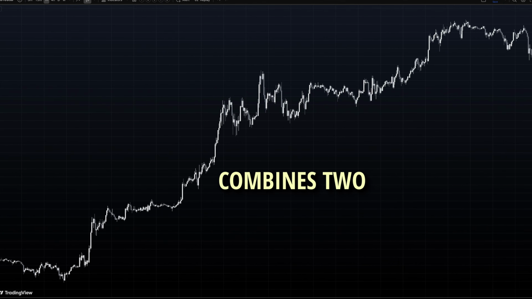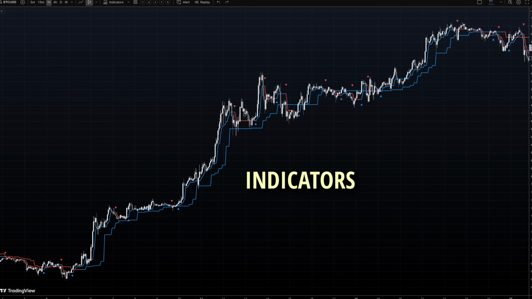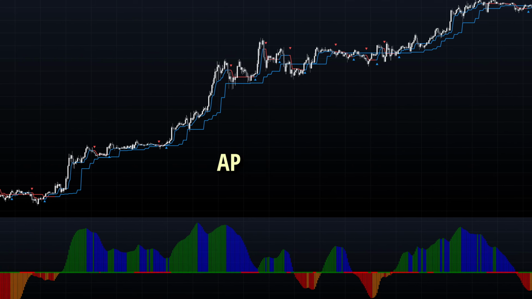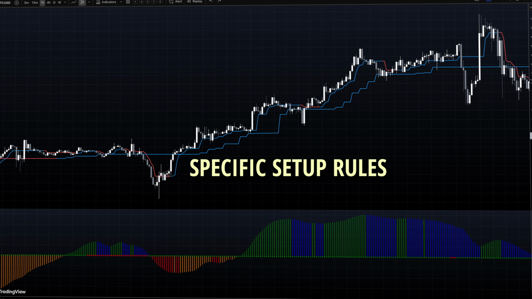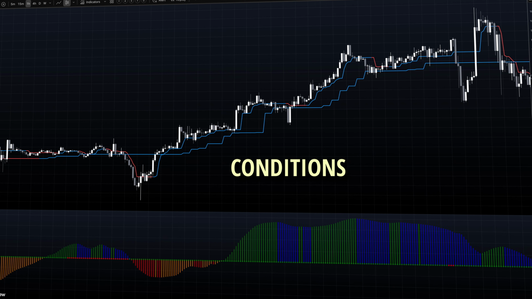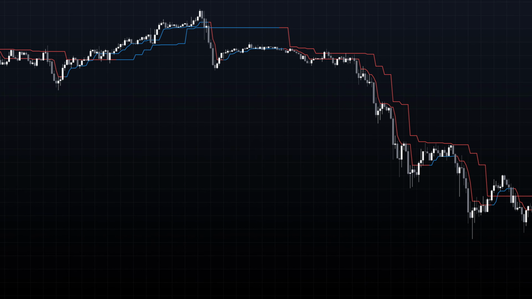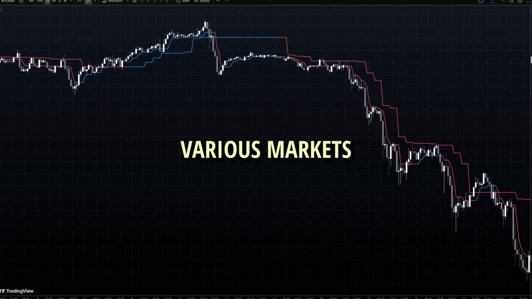This strategy combines two powerful free TradingView indicators to create a reliable trading approach that significantly reduces false signals. By following specific setup rules and strict entry conditions, you can identify high-probability trading opportunities across various markets. Let's dive in.